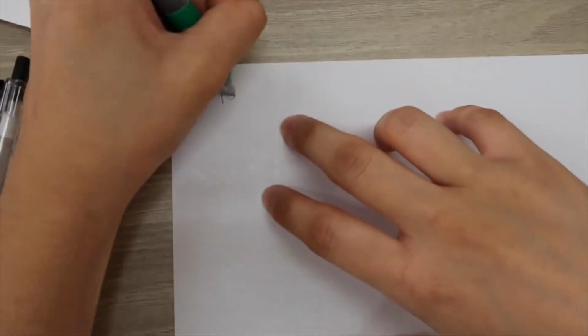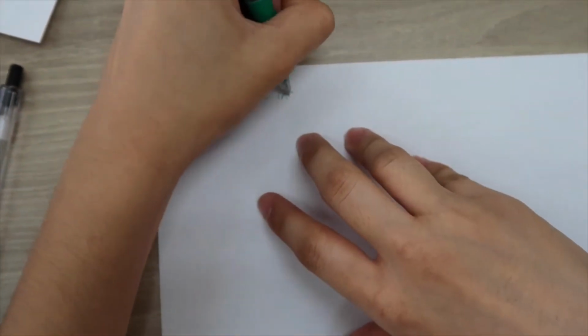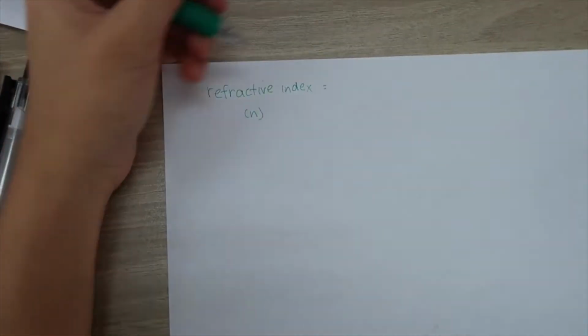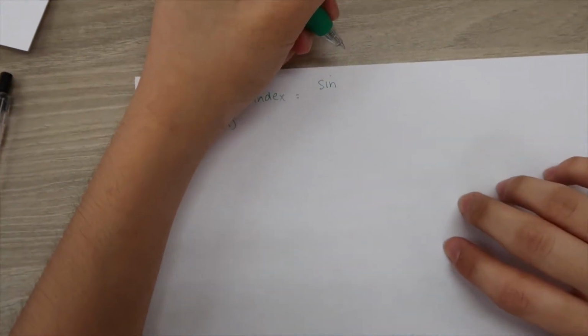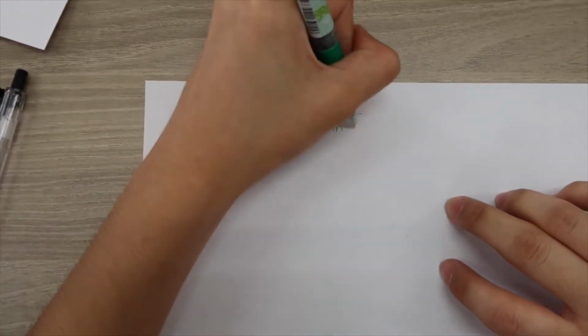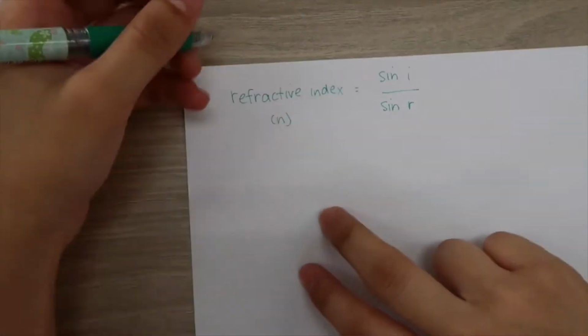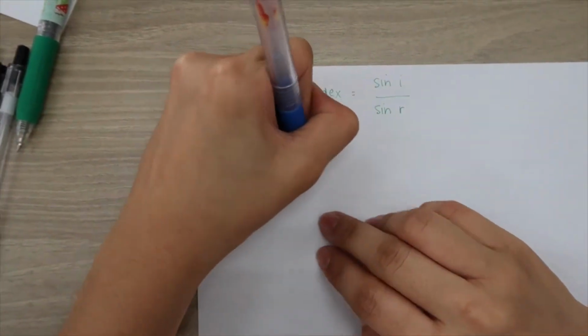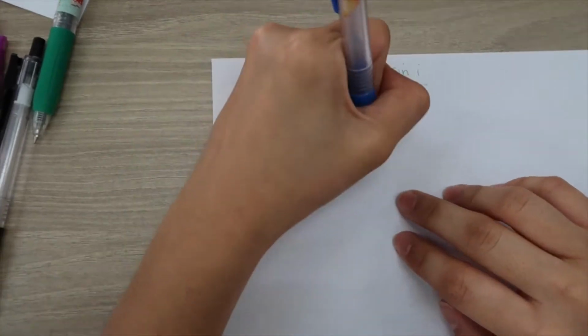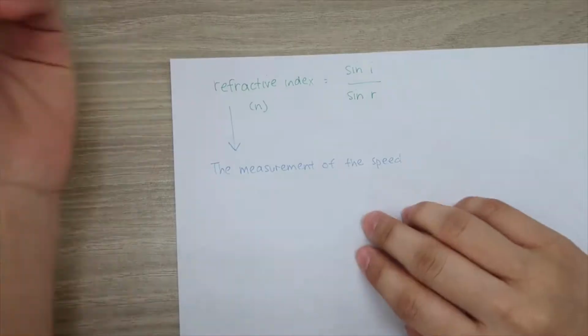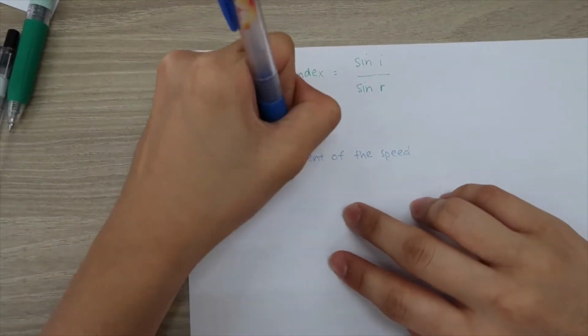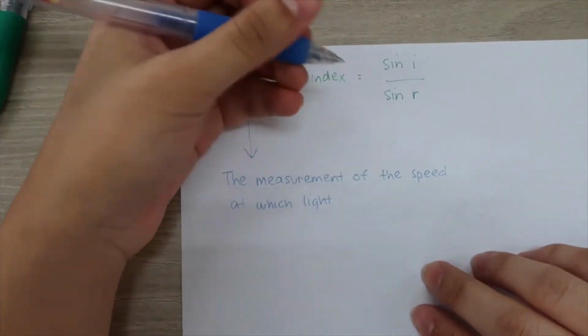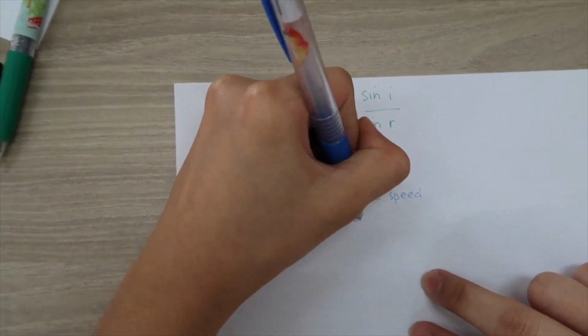So what is n equals sin i over sin r? Well, refractive index equals sin multiplied by the angle of incidence, or so-called i, over sin multiplied by the angle of refraction, which is r. Refractive index is the measurement of the speed at which light passes through a substance relative to the speed of light in a vacuum. It also indicates how much light will be bent when it passes from one substance to another.